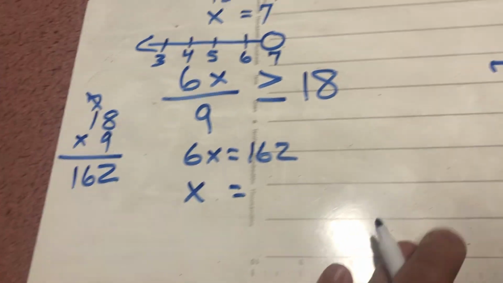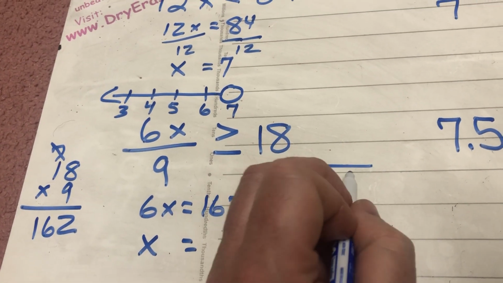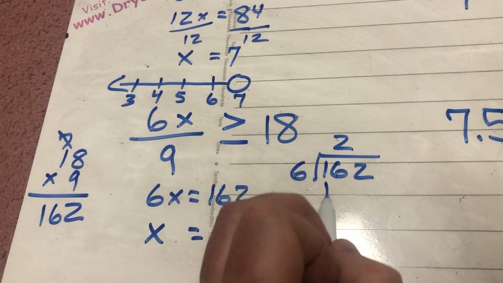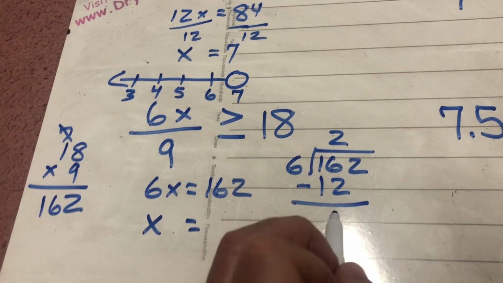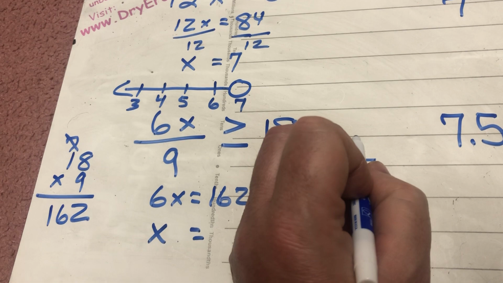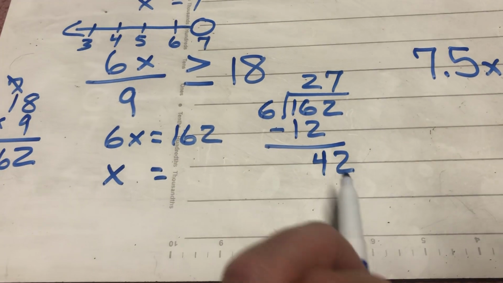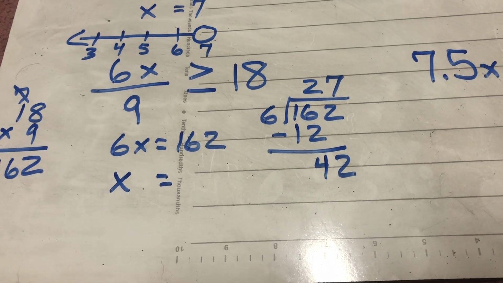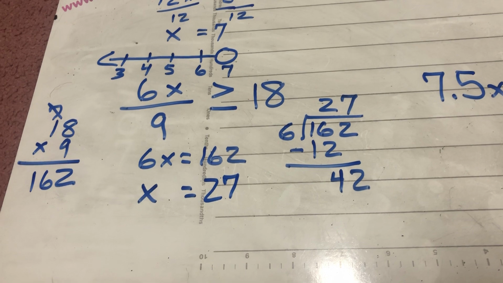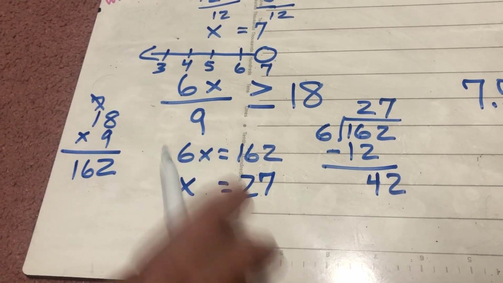That's going to leave me with x here. I'm going to come over here and do 6 into 162. 6 can go into 16 twice. 2 times 6 is 12. 16 minus 12 is 4. Bring down the 2. 6 can go into 42 7 times. And I know there's none left over because 7 times 6 is 42. So x equals 27. Now, x is on the bigger side, and it can be bigger than or equal to.